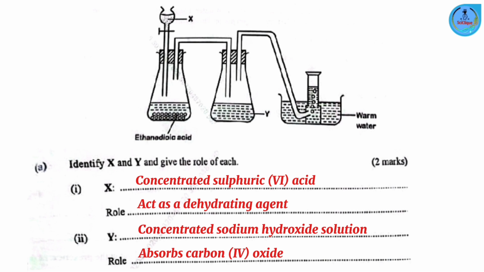Part B, state a property of the gas that allows it to be collected as such. So what is the method of collection? Over water, specifically over warm water. Now, carbon(II) oxide is insoluble in warm water, and that is the reason why it's collected as such.